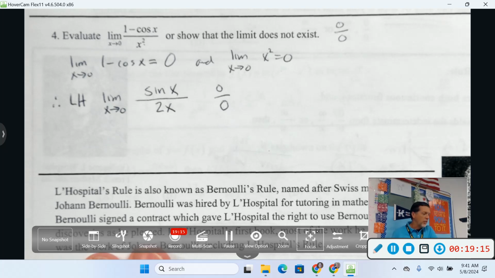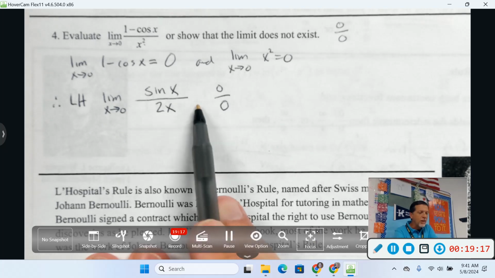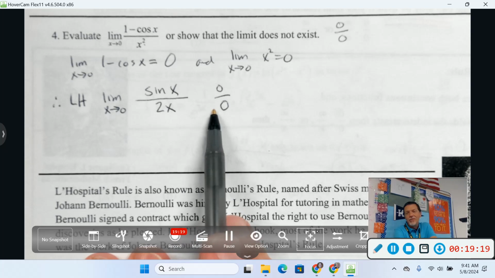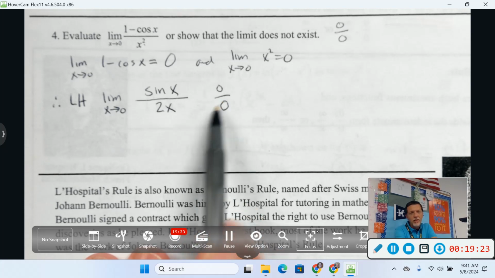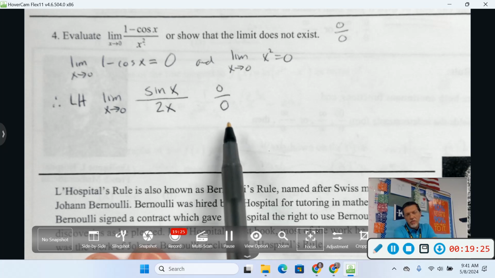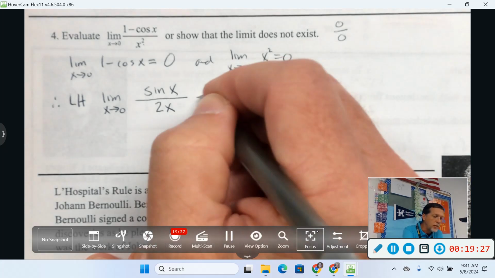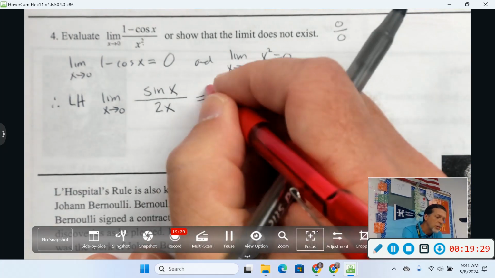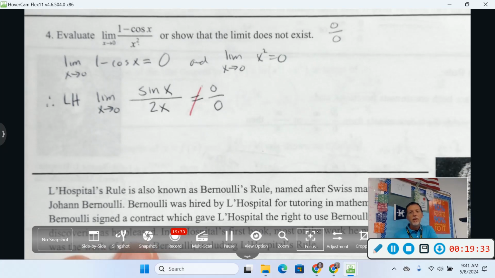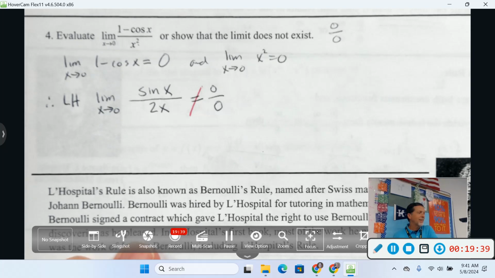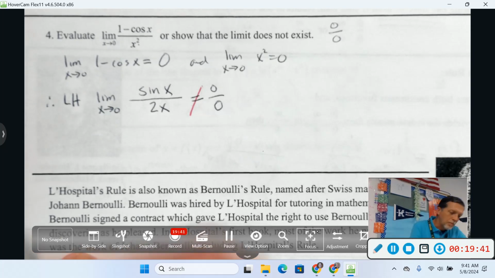Be very careful here. Do not write equals 0 over 0, because it does not equal 0 over 0. I don't know what it equals yet, but it does not equal 0 over 0. So if you put 0 over 0, that's fine. Even if you put equals, that's fine. But then you better mark it out and say, whoops, I can't get 0 over 0. What do we do if we get a limit that's 0 over 0? Do it again. And that means we get to make the statements again.